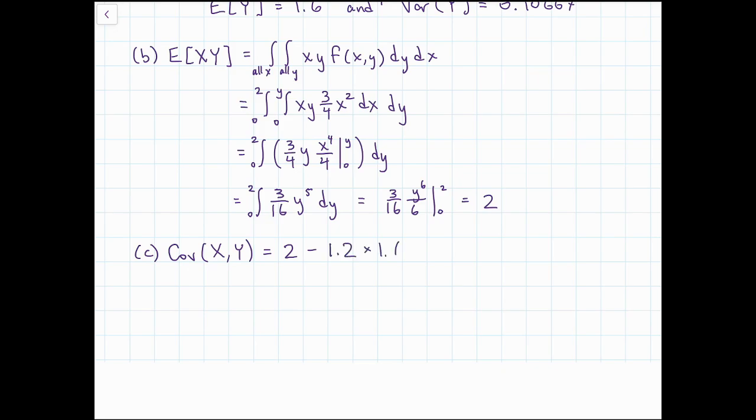Then finally, for part C, we can find the covariance. It's going to be E[xy] minus E[x] times E[y], which is 0.08. And the correlation is our covariance that we just calculated divided by the square root of the product of the two variances. When we put that in, we get 0.612.